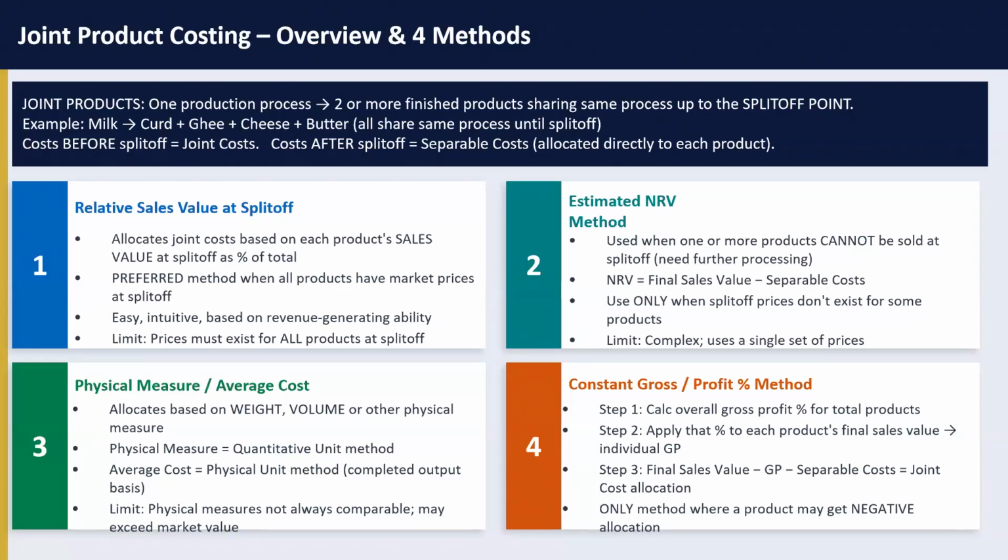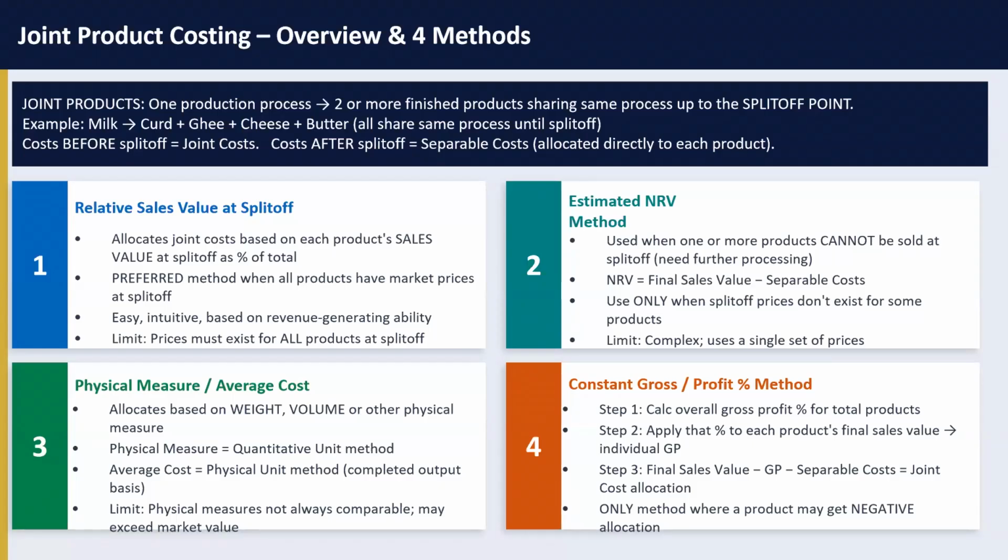They need the pure form of petroleum. At that point of time, petroleum is not useful for me. I can't sell it. I need to further process it. So I will not get a sales value at split off for the petroleum. I need to convert it into pure petroleum. At that point, where sales value at split off is not there, the first method can't be used.